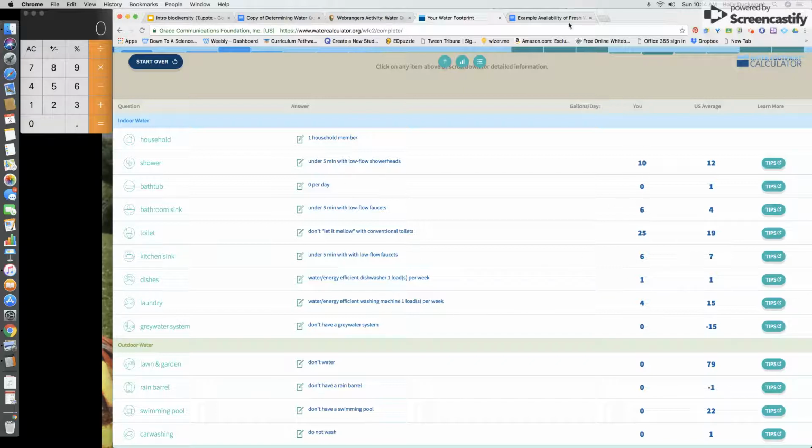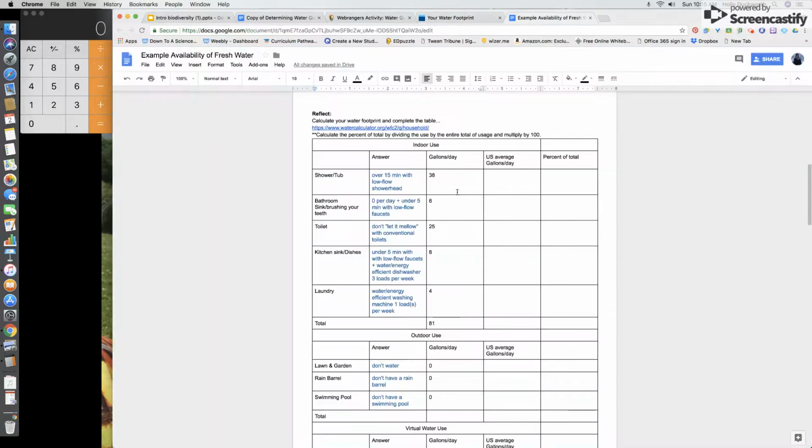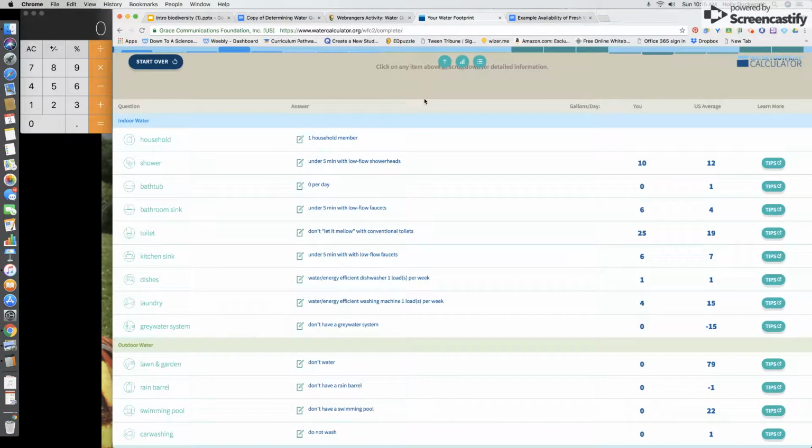And so what you do next is you convert all the information that you get here and here, and you put it onto your availability freshwater table. I've made an example, and my numbers are a little bit different because I went ahead and filled in the table here. And then I also wanted to show you where on the table I've combined your bathroom uses and your kitchen uses. So you would add these numbers together.